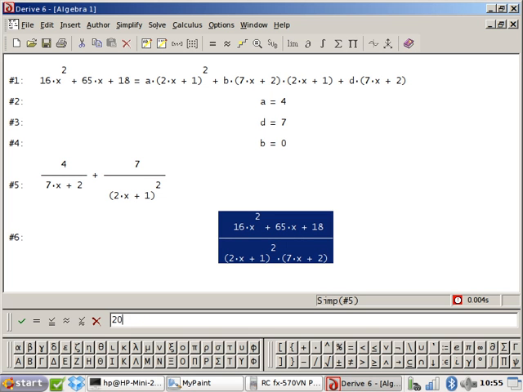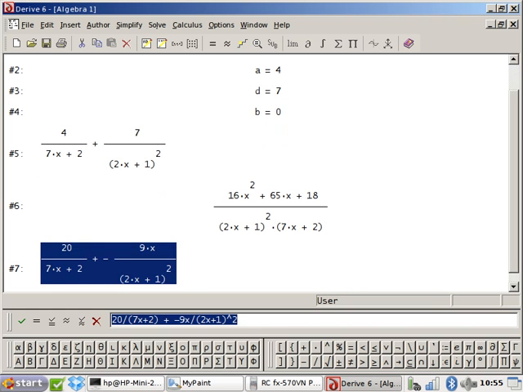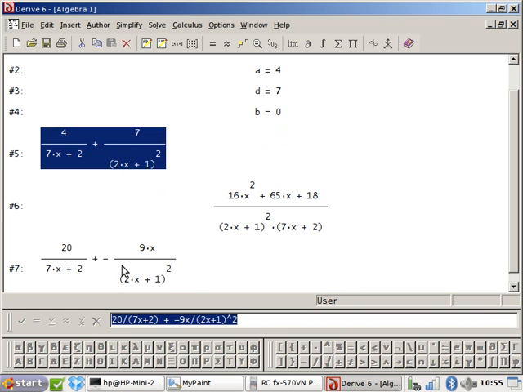20x? Oh, okay, sorry. 20 over 7x plus 2, and 2x plus 1 squared. Now, if you look at this, I think we agree that answer is quite different to that answer. Just compare them.